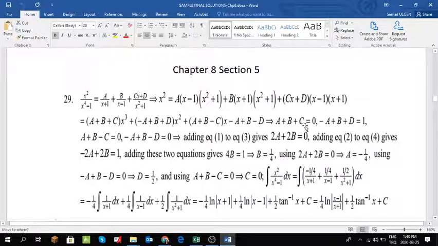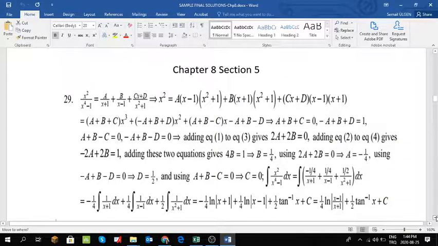And then we are going to use this equation or that equation, doesn't matter. You're going to get D is equal to 1 over 2. So we have A, we have B, we have D. In order to find C, we have to use this equation, put everything in, and we get C is equal to 0. Then this integrand, which is x squared over x to the 4 minus 1, can be written as A, which is negative 1 over 4 over x plus 1, B, which is 1 over 4 over x minus 1, Cx plus D, which is 1 over 2 over x squared plus 1 dx.